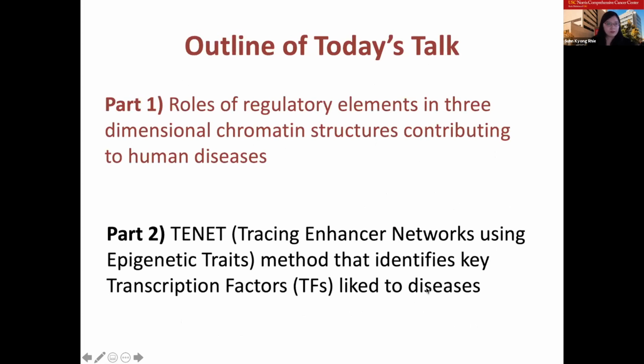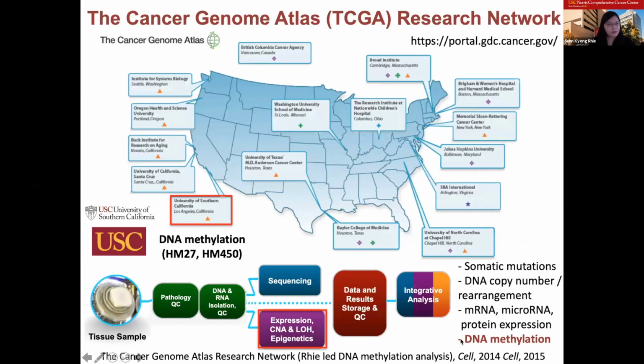So the first part is done, and I will briefly talk about our bioinformatic method, TENET, tracing enhancer networks using epigenetic traits, which can identify key transcription factors linked to disease. I participated in TCGA, as Jerry introduced. So what is TCGA? TCGA is one of the largest genomic consortia, where we profiled the epigenome, genome, and transcriptome of lots of tumor tissues. And I was here at USC, and I worked with many people here, at Johns Hopkins, and elsewhere, by collecting many tissues. And I was one of the leaders who studied DNA methylation. So TCGA data are actually generated from tissues, and performing ChIP-seq and NOMe-seq, all those epigenomic data, is very challenging.